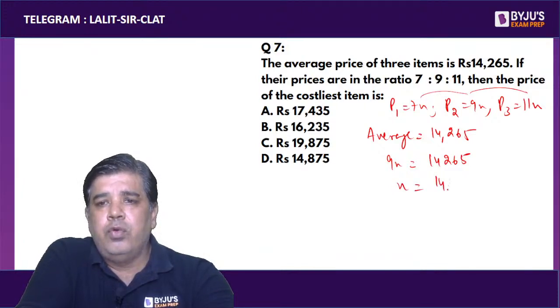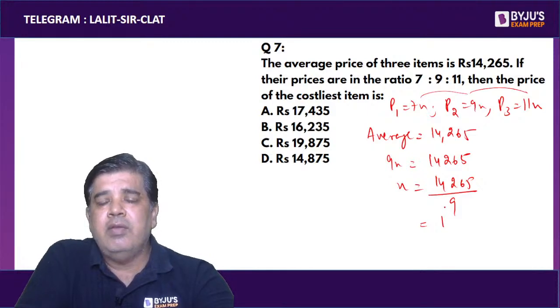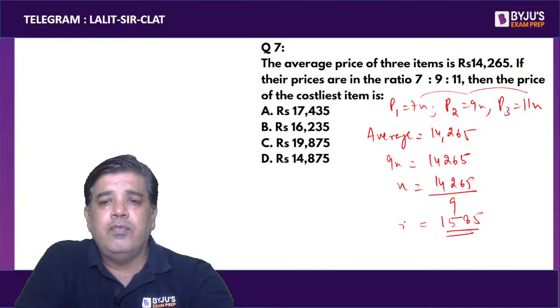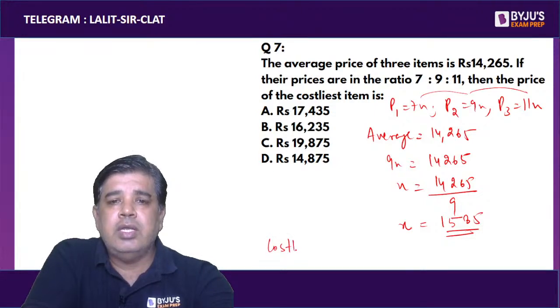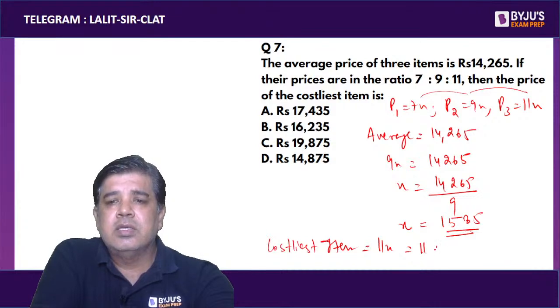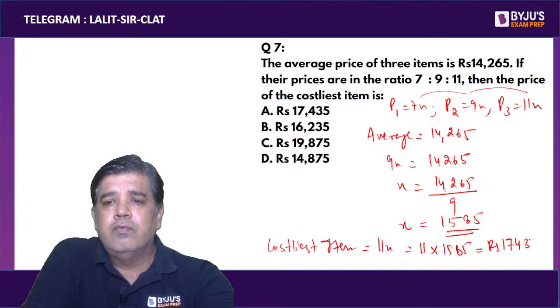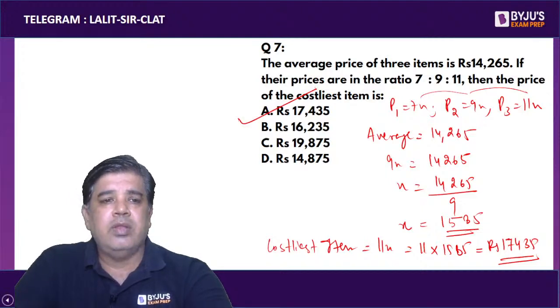So x will be 14,265 by 9. 9 one time 9. 9 into 5, 45. 1585 will be the value of x. The question is, what is the costliest item? The costliest item is of rupees 11x, where x is 1585. Now multiply it, you will get 17,435 as the value of the costliest item. So answer is A part.